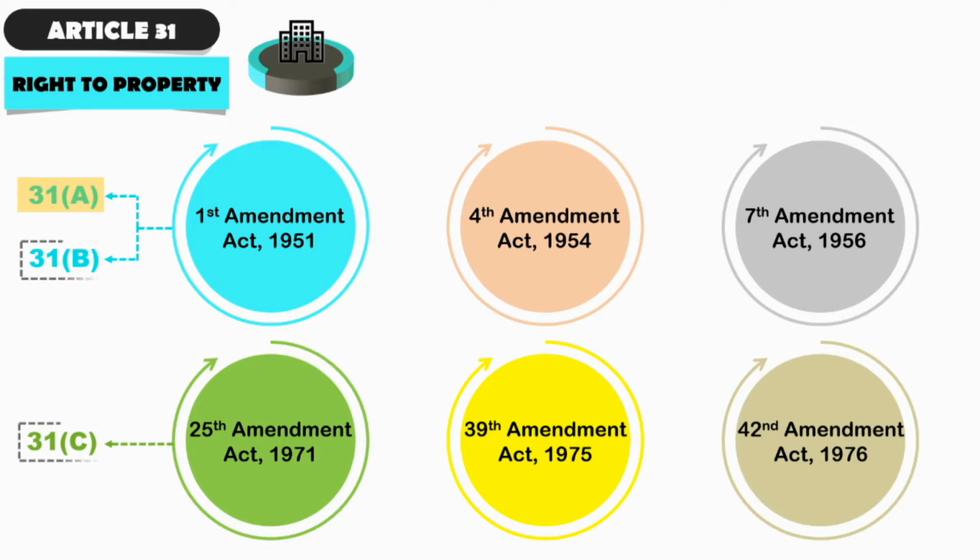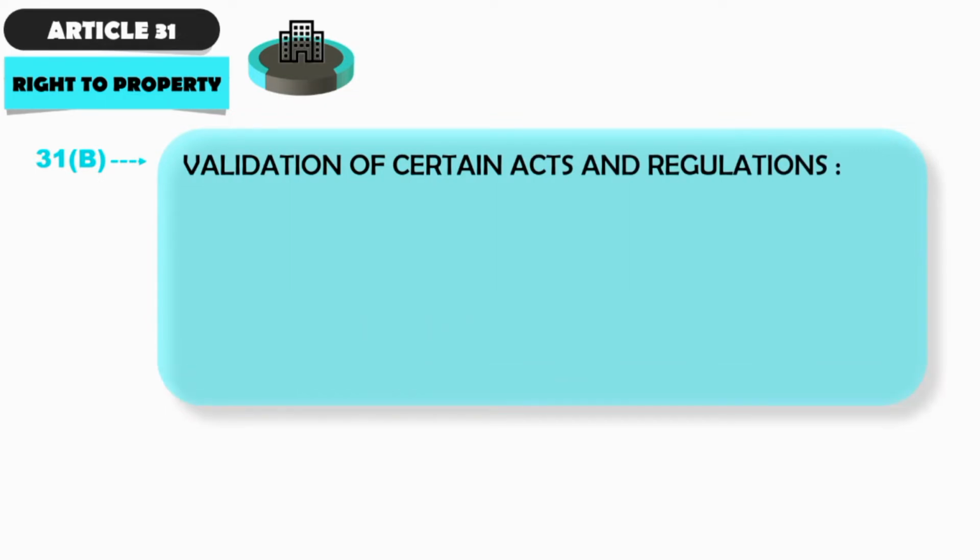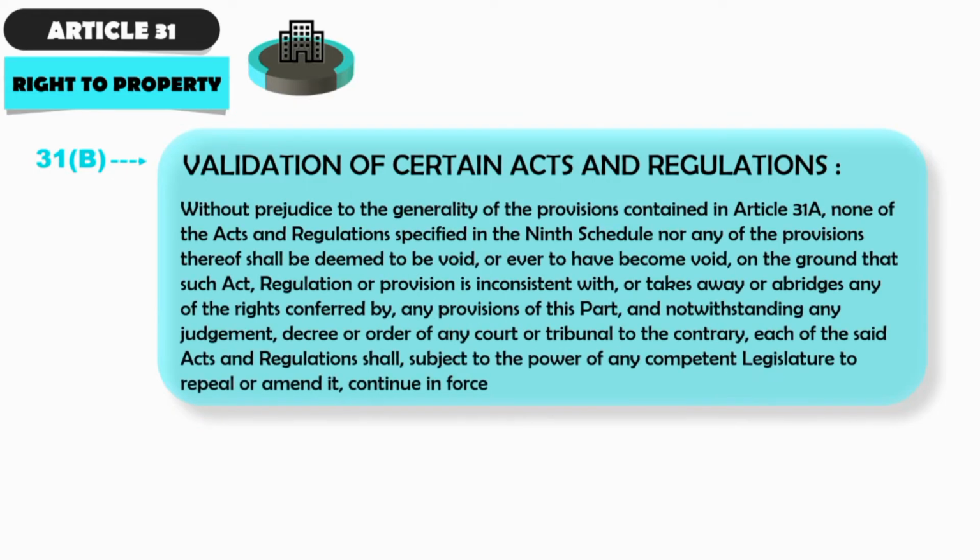Let's start with 31 Clause B. Article 31 Clause B was also added by the First Amendment Act of 1951, but it was an advanced version of Clause A. Means we can say that Clause B was more effectual than Clause A. Let's see what is mentioned in this clause. Article 31 Clause B talks about validation of certain acts and regulations. See, this is the actual text of Clause B. We will understand this in simple words.